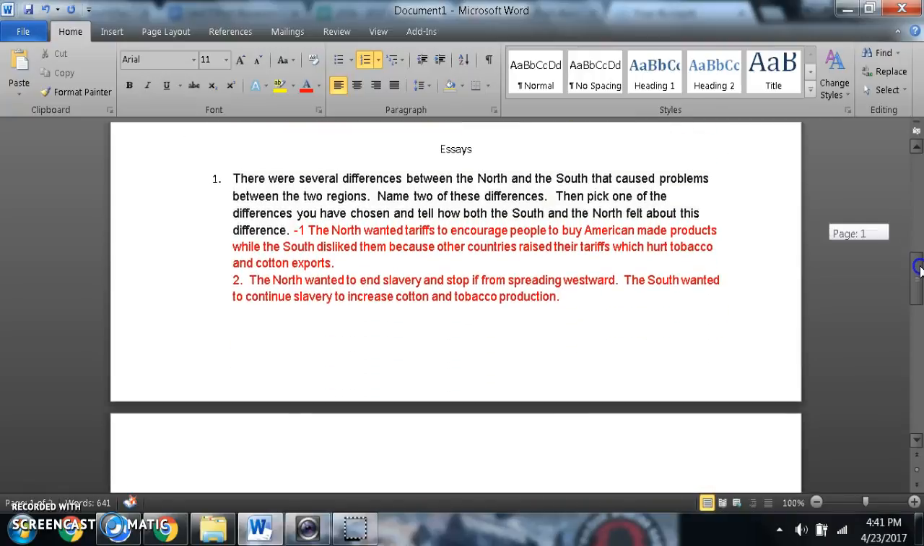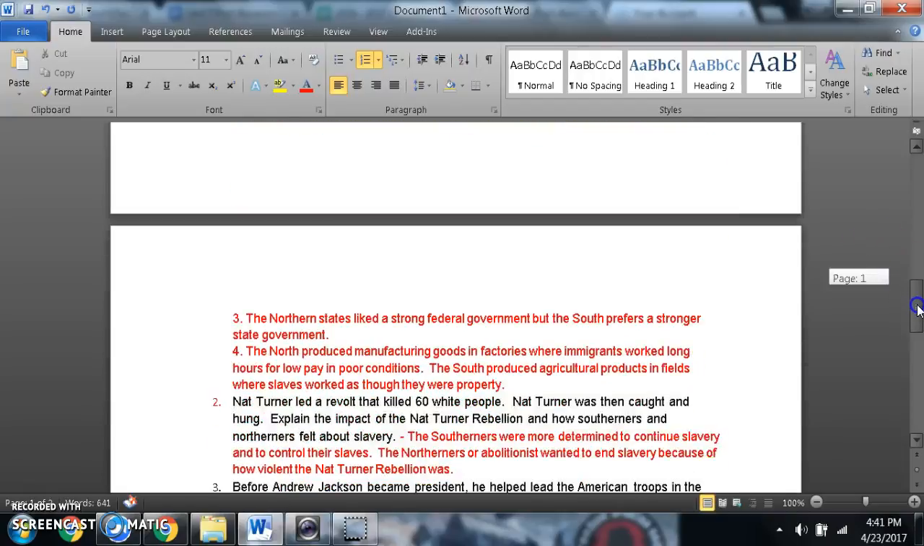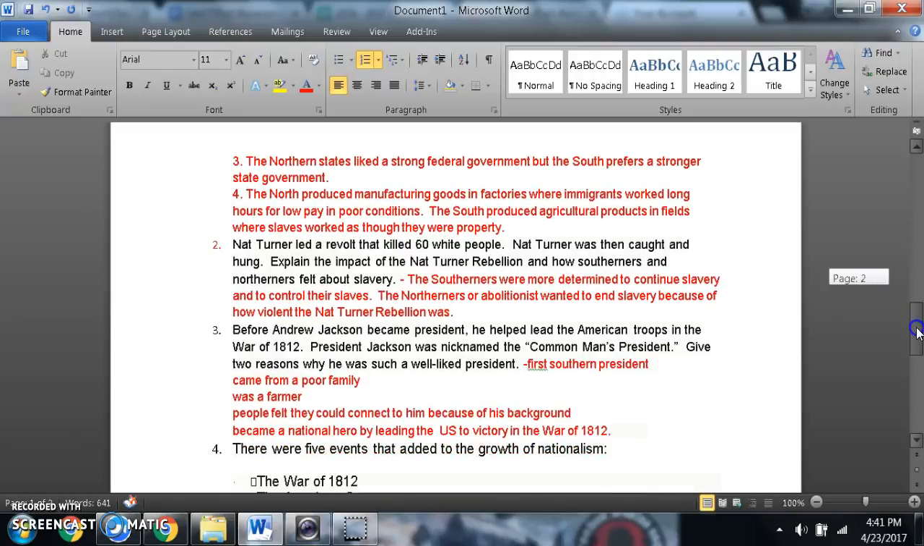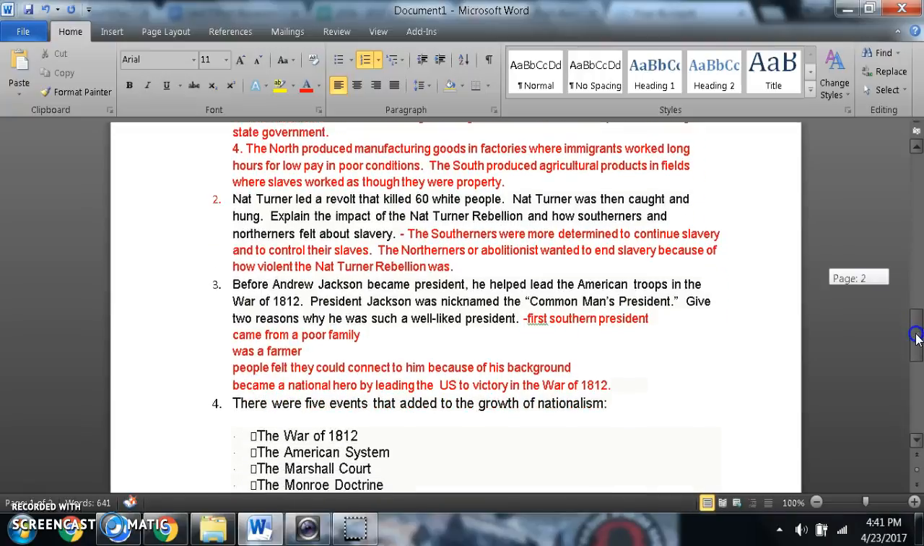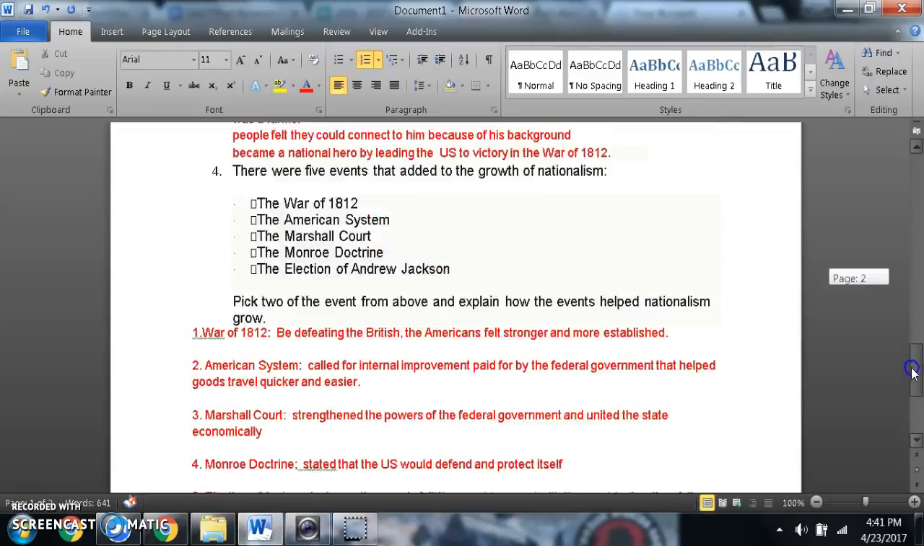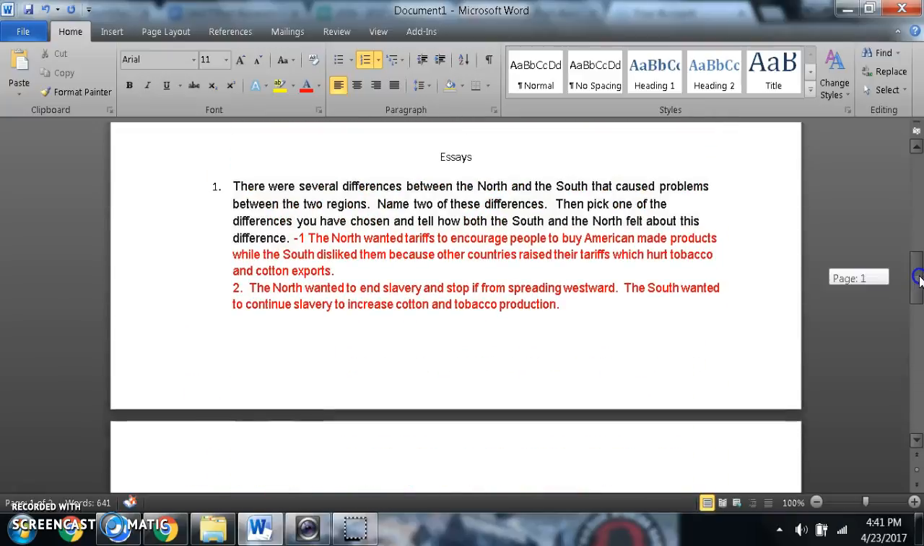All right, essay questions. Number one, now what you'll see here in red, these are possible answers. When it comes to essay questions, a lot of this can be put in your own words, and you'll have your own opinions about certain things. These are just some possible answers.